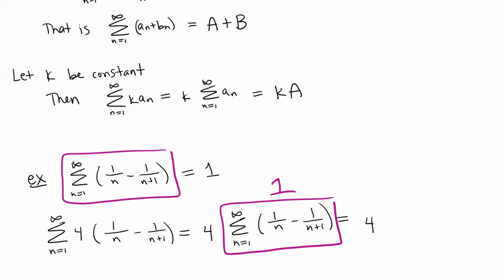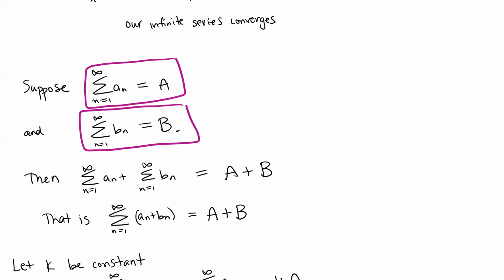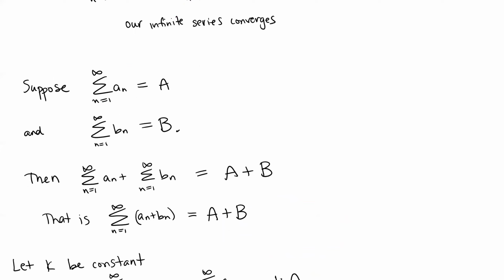So since this series here converges to 1, I can multiply this series by any constant, and that will also converge. And then up here we're saying if this series converges and this series converges, then the sum of those two series will also converge. And it'll converge to whatever this one converges to plus whatever this one converges to. Okay, so that is a little bit about convergence.